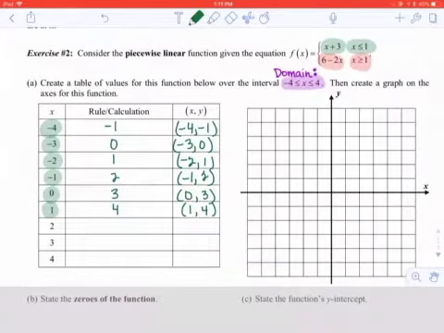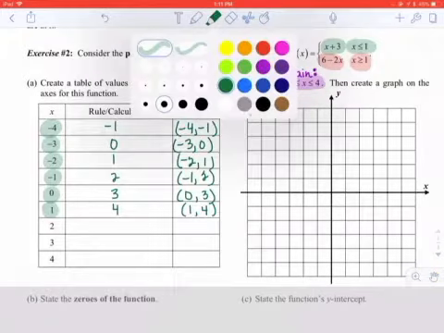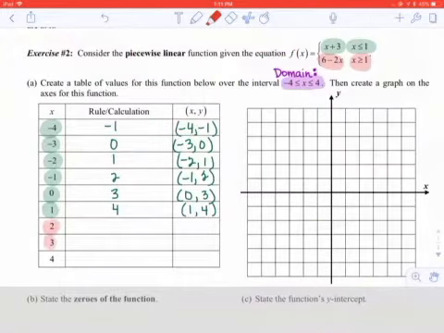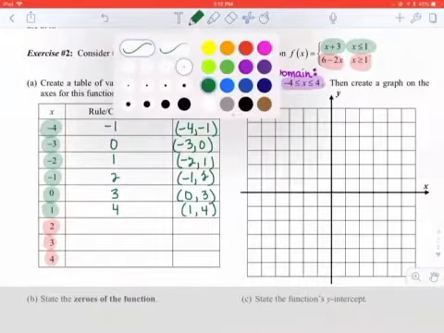Okay, now if I were to substitute 1 into that second function rule, 6 minus 2x, 6 minus 2 times 1 is 6 minus 2, which also gives you 4. So for 2, 3, and 4, we have to use that bottom function.